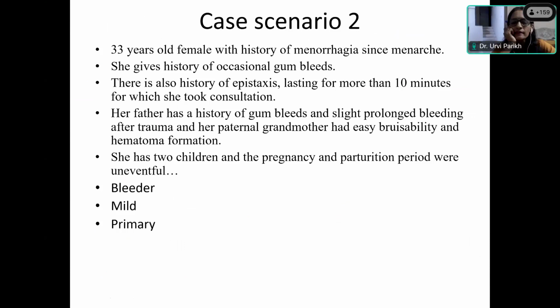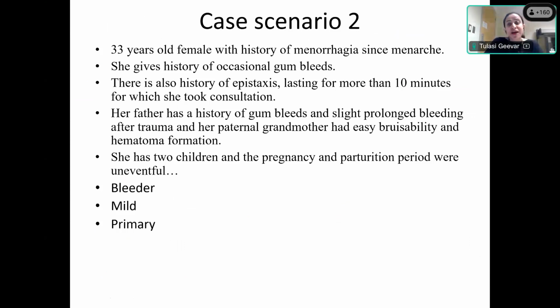Is it inherited? The answer is that it is likely to be inherited. Why? Because the patient has had bleeding symptoms since menarche, and also has a significant bleeding history and a family history of bleeding. So yes, it is likely to be inherited.